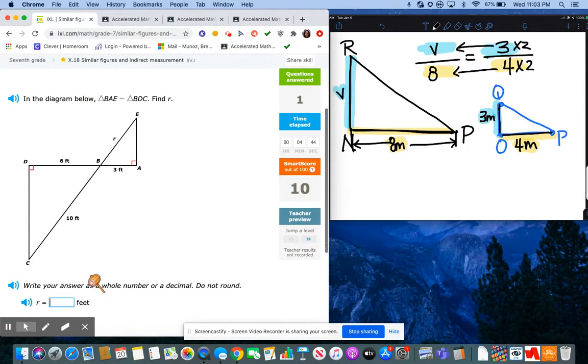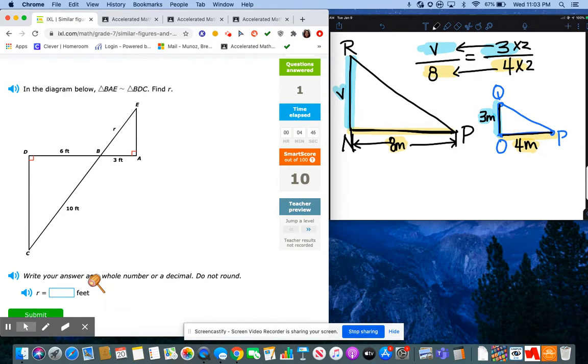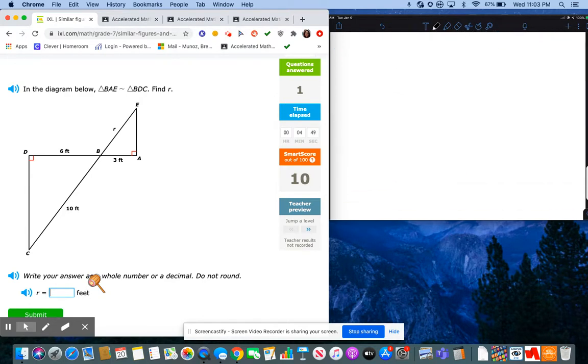Sometimes you're going to be given two triangles like this. It says in the diagram below, triangle BAE is similar to triangle BDC. Find R. Here we are looking for this one, R, which is the longest side of the little triangle. I think R corresponds in this triangle to 10.